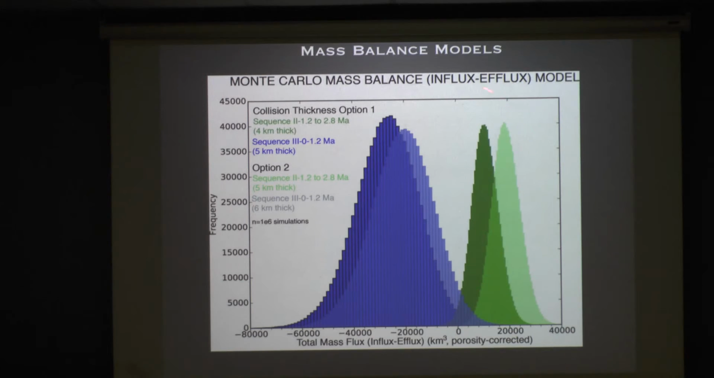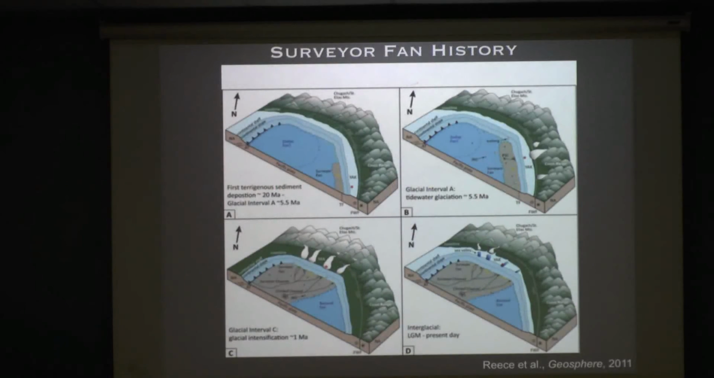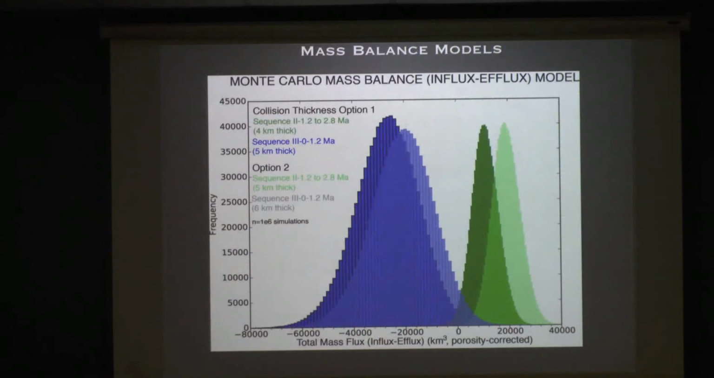And green is for sequence 2, so 2.6 to 1 million. Blue is 1 million to the present, or 1.2 to the present. The difference in the offset has to do with the thickness of the colliding block. If it's 4 kilometers, you get this one. If it's 5 kilometers, you get this one. So you see the difference between the two.